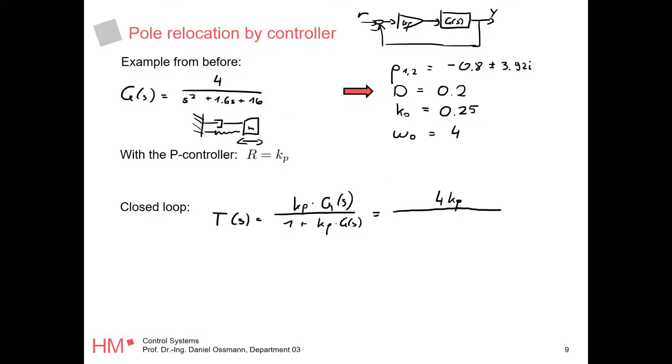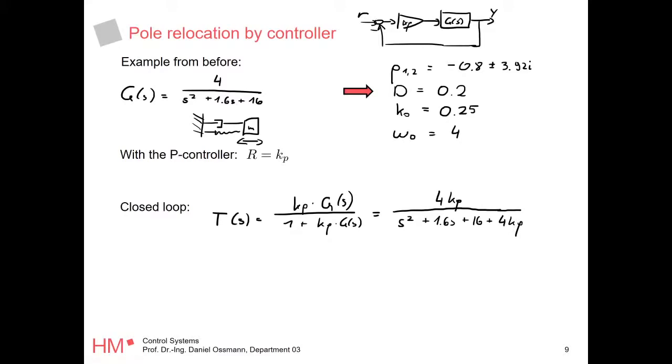over S squared plus 1.6S plus 16 plus 4Kp. Okay? You should see that you're not gonna get 100% at the output if you let S go to 0, right? You have 4Kp over 16 plus 4Kp. So you move closer, the higher the gain is gonna be, but okay.